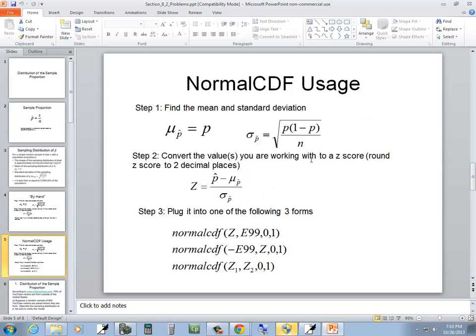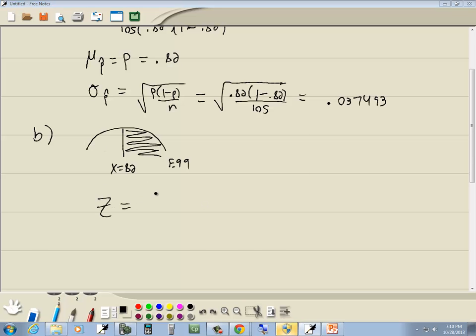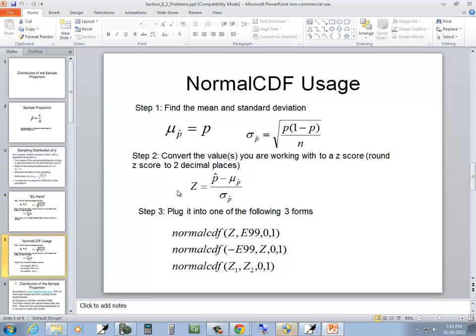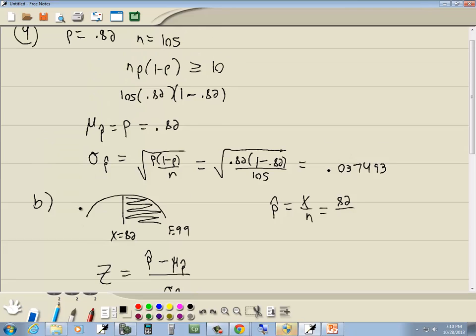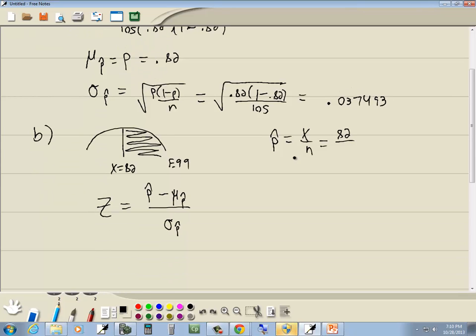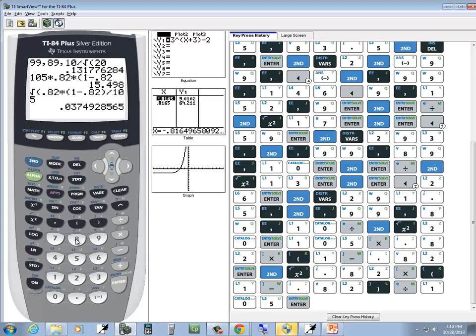Okay, step 2. Convert the value you're working with to a z-score. Round the z-score to 2 decimal places. So our formula is z is equal to p hat minus mu sub p hat over sigma sub p hat. Now I may be looking at that and say, well, we don't got p hat. Well, remember, p hat is equal to x over n. And for this part, x is 82, and n, what was n? n was 105. So I got 82 divided by 105.